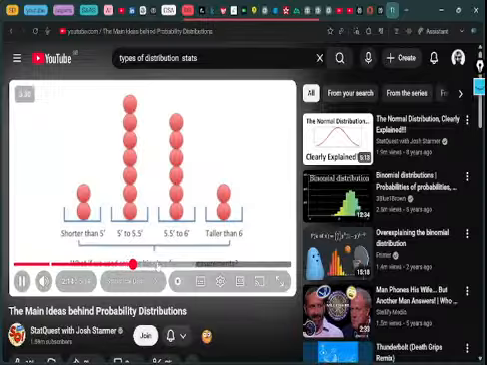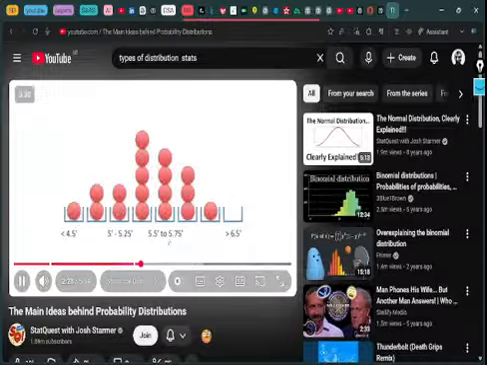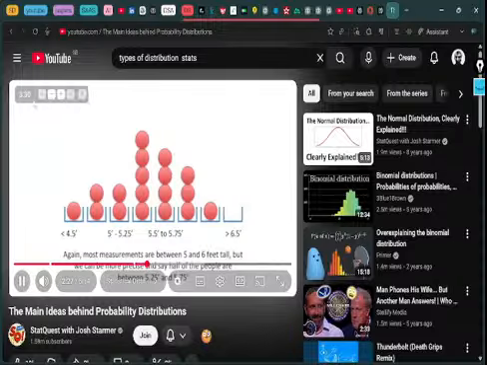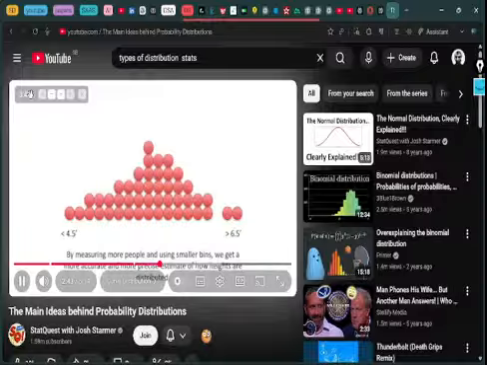What if we use smaller bins sizes for our measurements? Now the bins are half as wide as before. And here's how our data stacks up in the smaller bins. Again, most measurements are between 5 and 6 feet tall, but we can be more precise and say half the people are between 5.25 feet tall and 5.75 feet tall. By measuring more people and using smaller bins, we get a more accurate and more precise estimate of how heights are distributed.